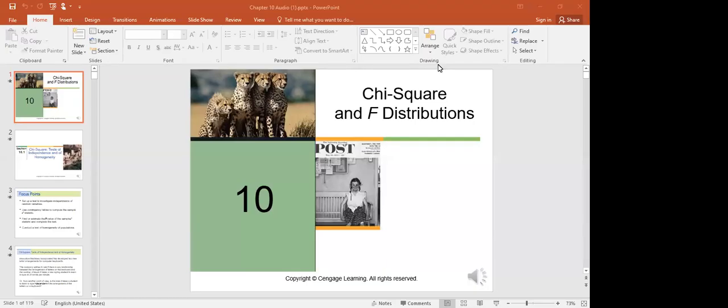So we are going to be going over chapter 10, the last chapter, which is the chi-square and F distribution.